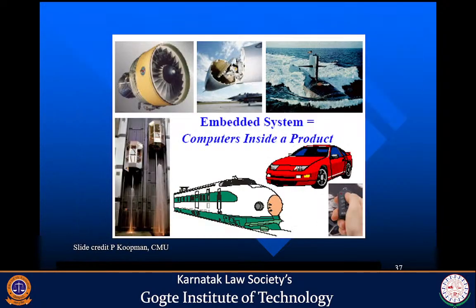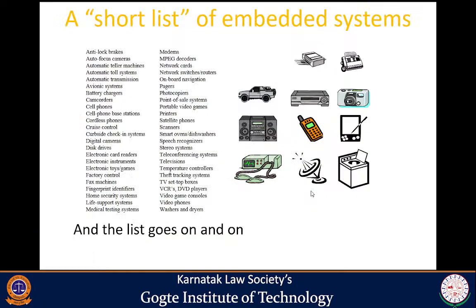Whenever you have an embedded system, it's nothing but a computer inside a product. It could be a wind turbine, aircraft, navigation, malls, trains, or even the key which you use for unlocking the car. Actually, it's an embedded device. So this is the short list of embedded systems, and I'm saying this is the short list. You can see how many have been listed, and even after this, it's a short list.